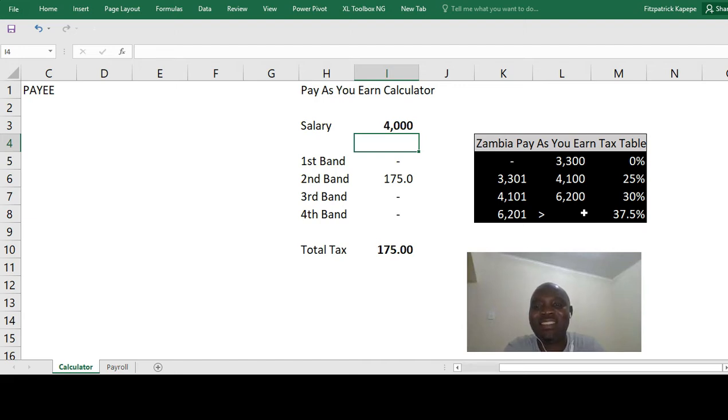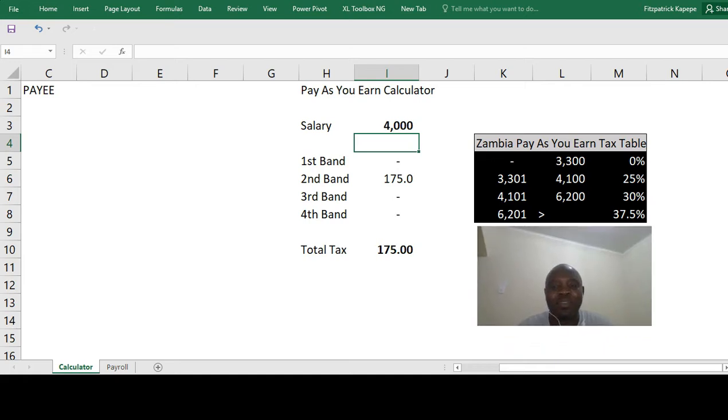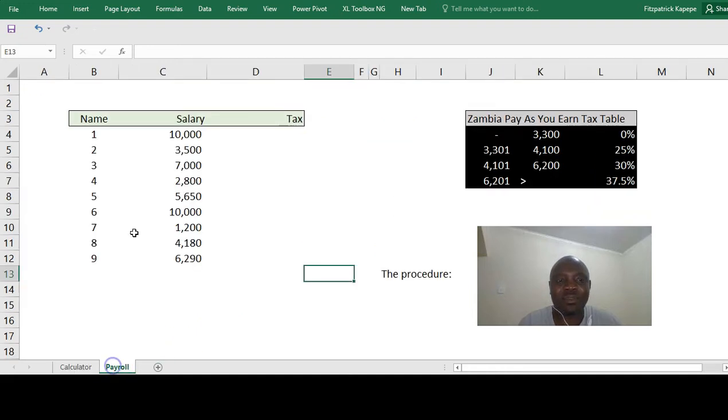These are the current numbers or table, the Zambian pay-as-you-earn regime. So we are using the Zambian pay-as-you-earn tax table. The principles are the same. You can use the same principles on any tax regime. It's fine. So let's look at what should be done.